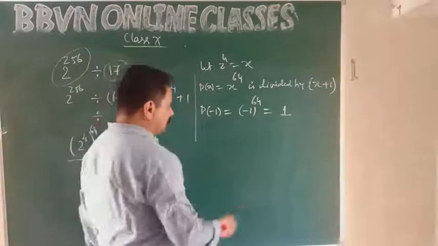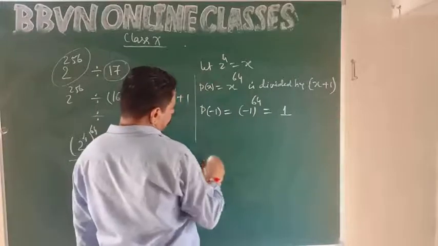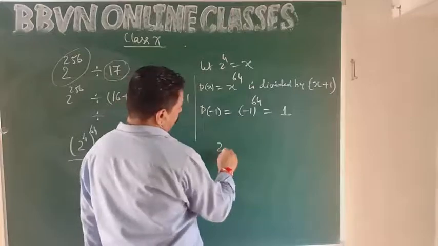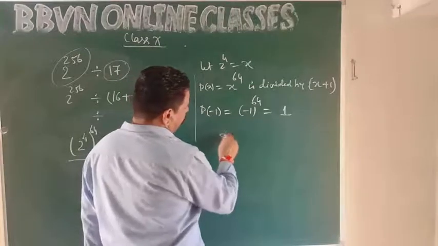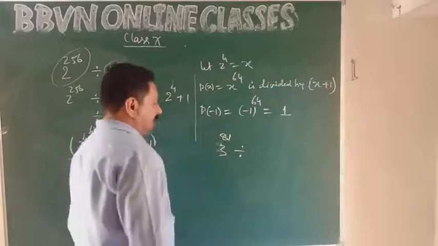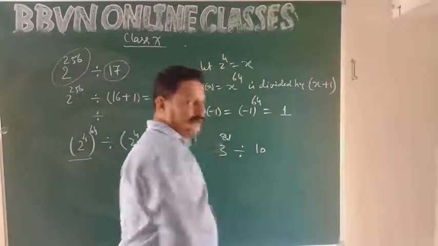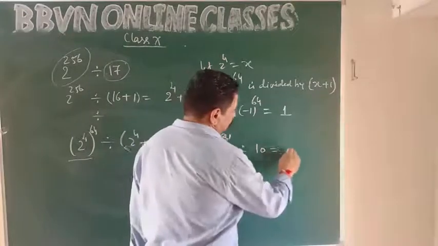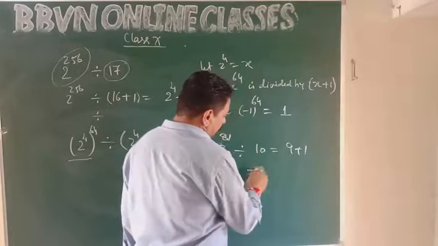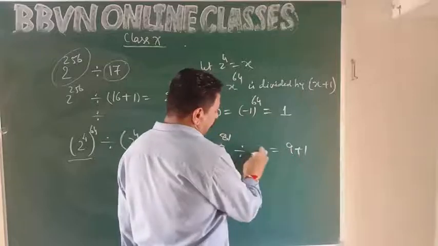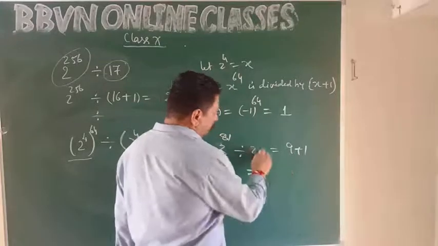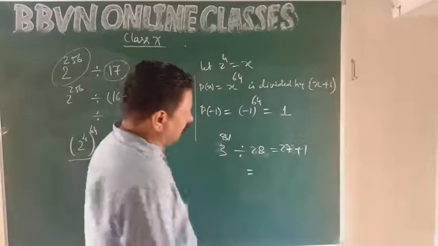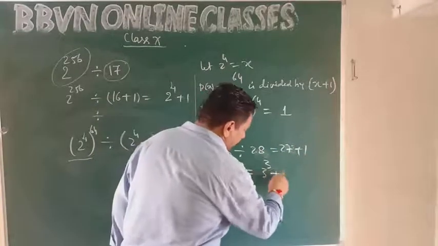The question can be asked in this way. Three to the power 81 is divided by 10. What will be the remainder? So what is 10? 10 is 9 plus 1. What is 9? Okay, not 10. Say it is divided by 28. What is the remainder? So 28 is 27 plus 1. 27 is 3 to the power 3 plus 1.